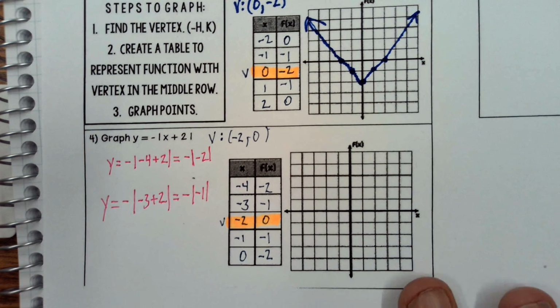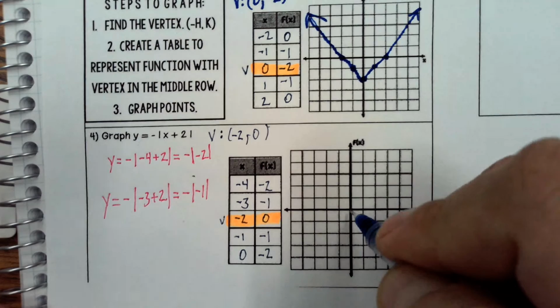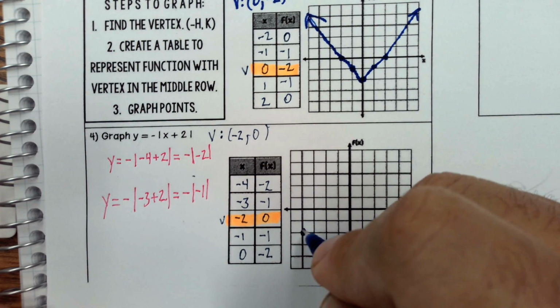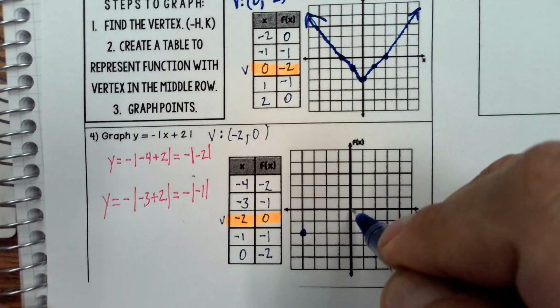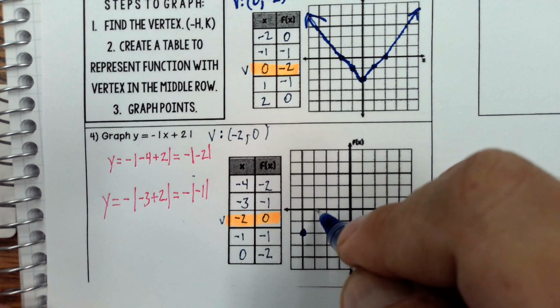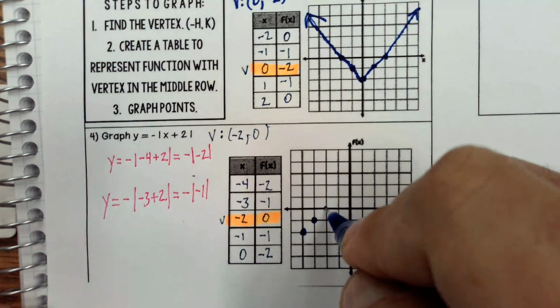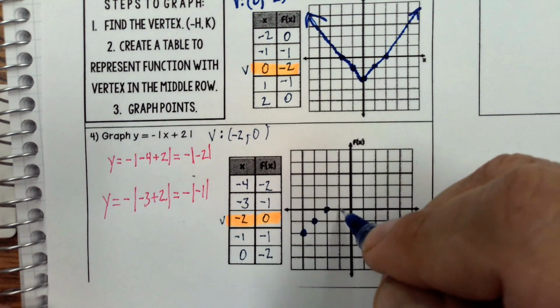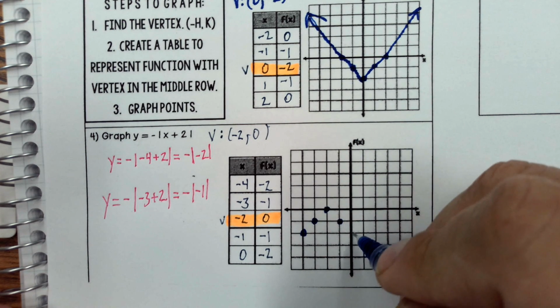So let's try it out. Let's plot the points. -4, -2, so 1, 2, 3, 4, and down 2. 1 there. And then we want -3, -1 right there. -2, 0 right there. -1, -1 right there. 0, -2 right there.